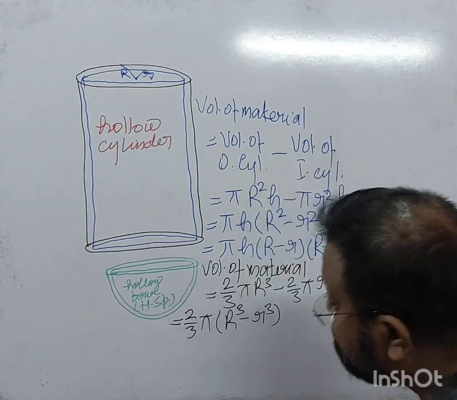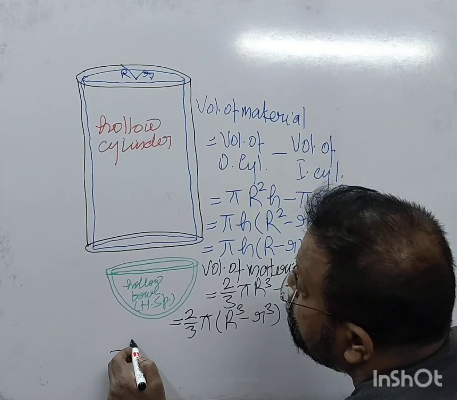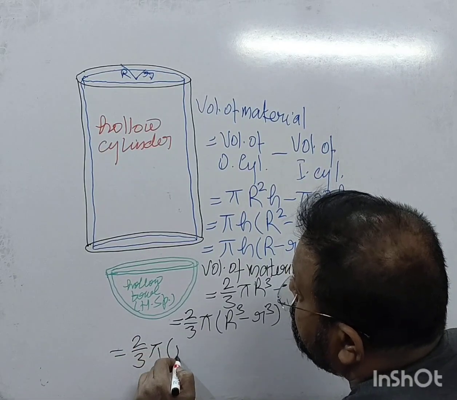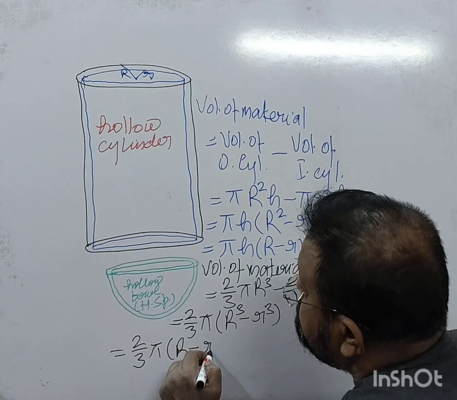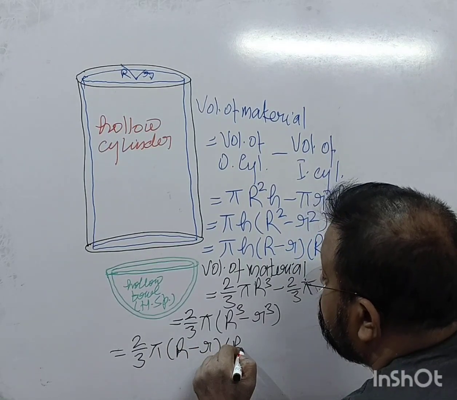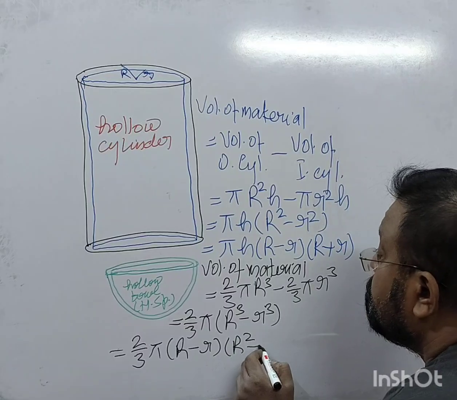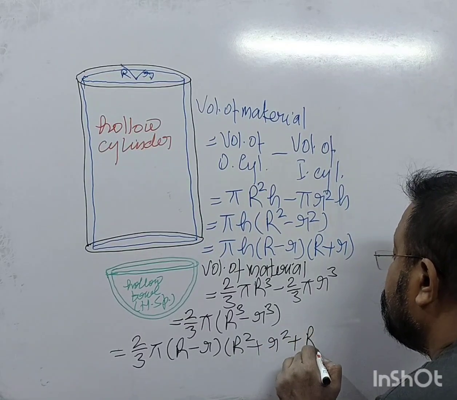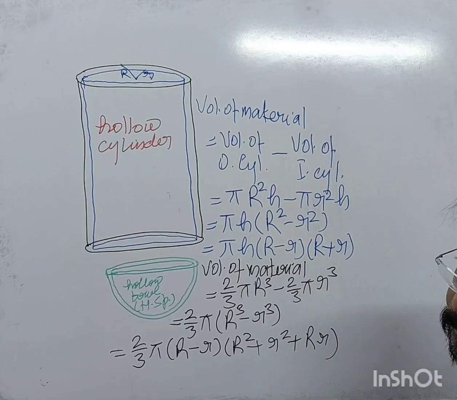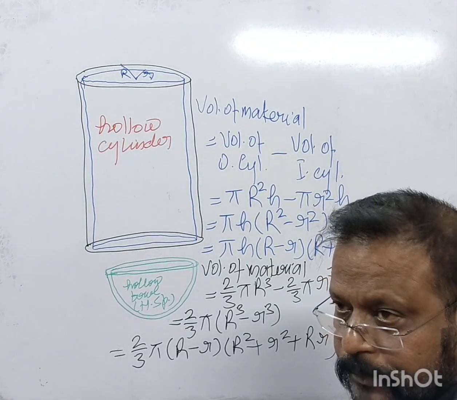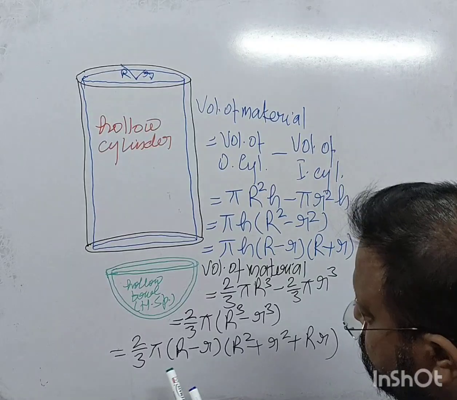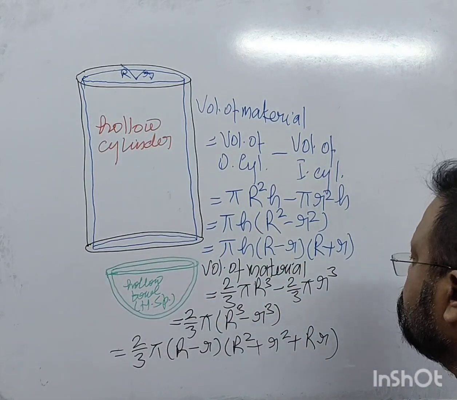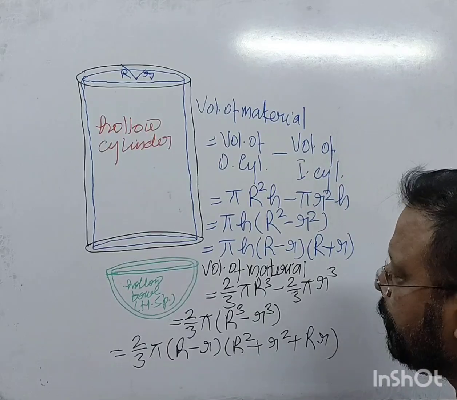Right. This can be written as 2 by 3 pi bracket capital R minus small r bracket capital R square plus small r square plus capital R small r. Right? This is how you can solve the volume of material in a bowl.